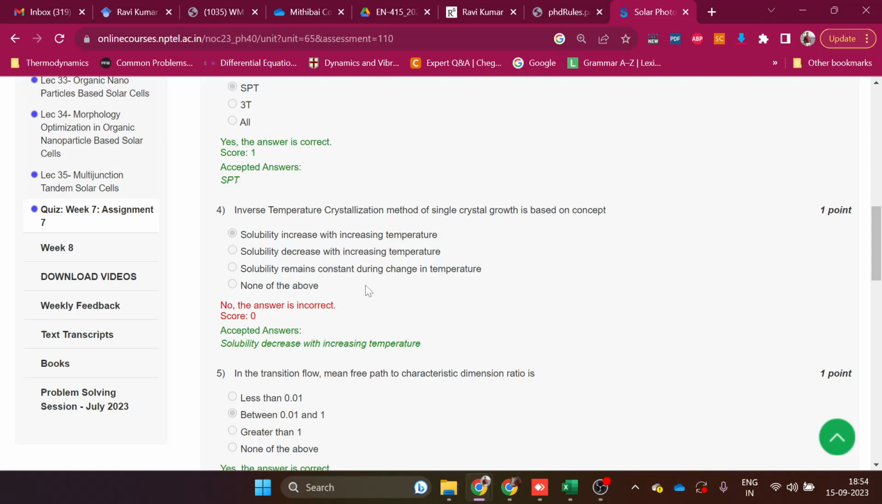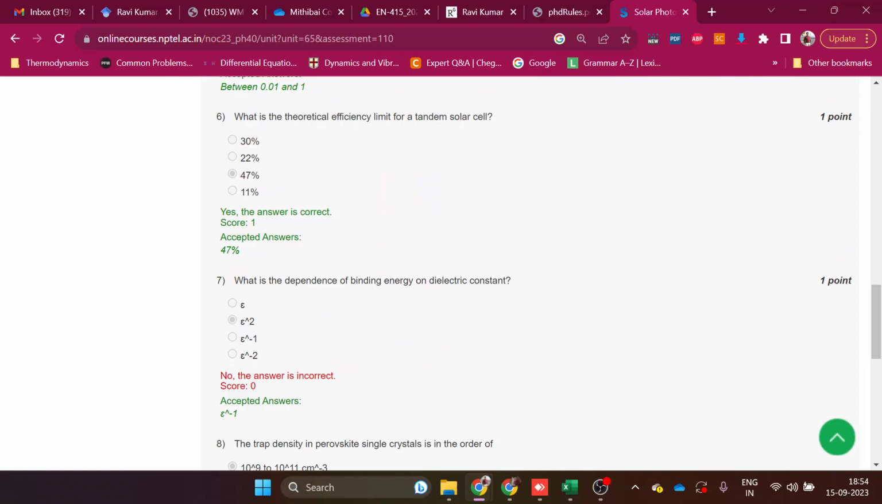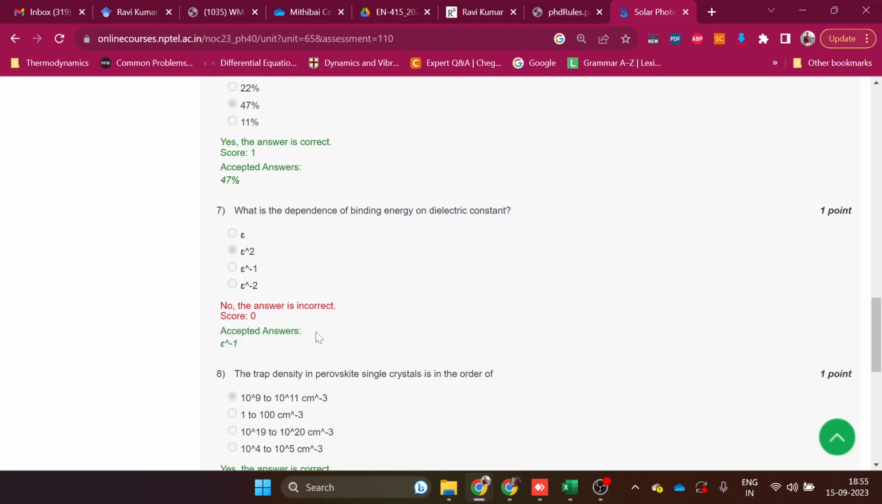Yes, question number 4 is incorrect. It should be solubility increases with increasing temperature. So you can raise one dispute here. Second one is about question 7, binding energy. Epsilon raised to -2 is what we discussed last week. But again, they have given it as epsilon raised to -1 and marked my answer as wrong.